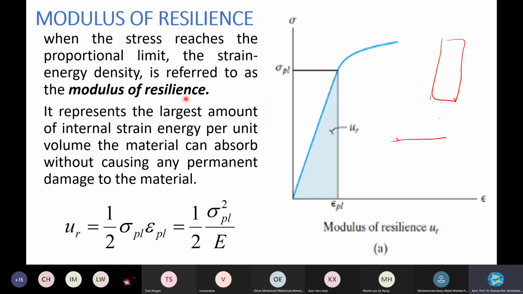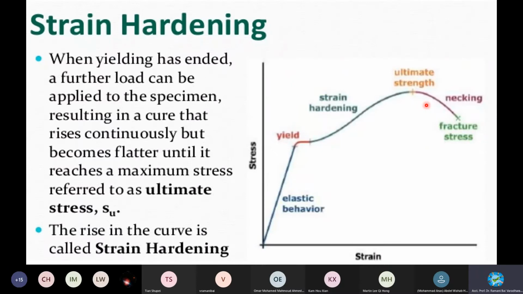Another region after this, what happened? After this is strain hardening. Let's see how strain hardening takes place. When yielding has started, right? This point, we call the upper limit, lower limit. I'm sorry, this is lower, right? This is lower, this is the upper limit. Or there is a transition between elastic and plastic, the yielding point.